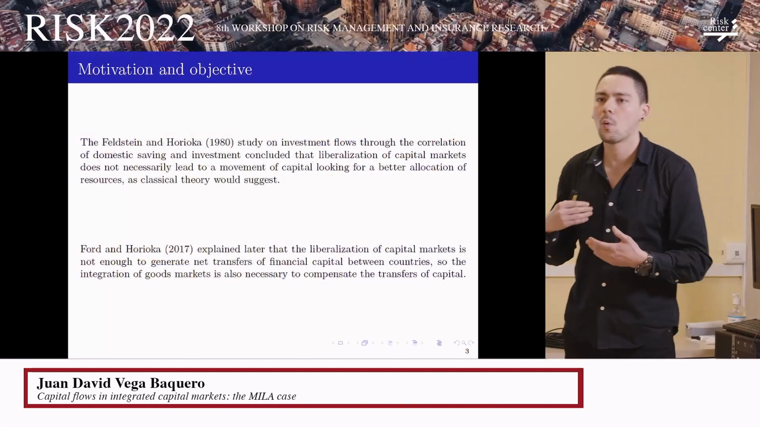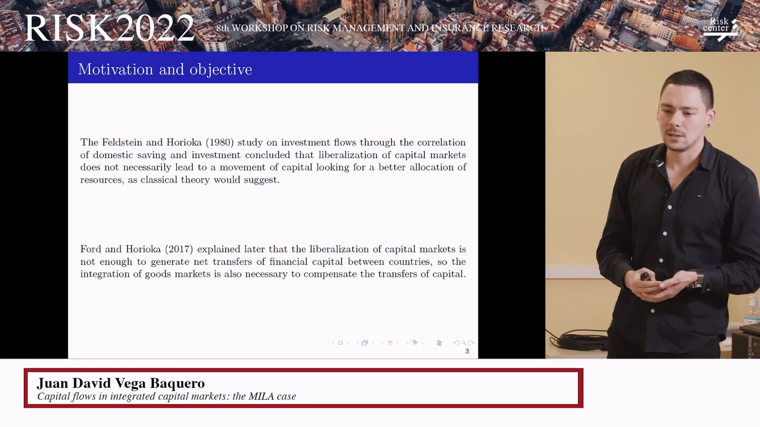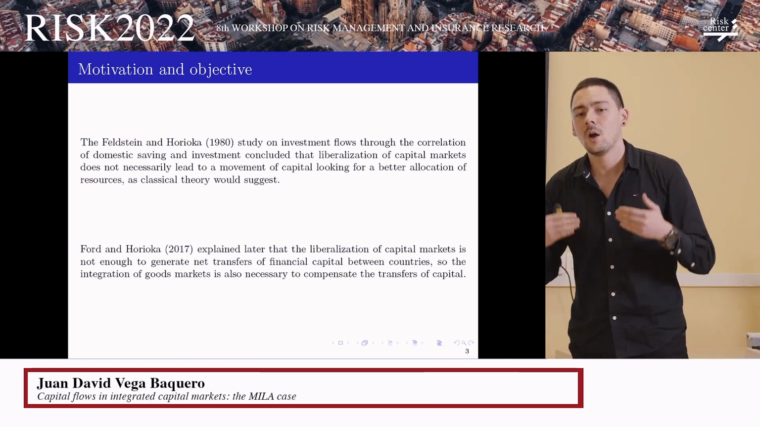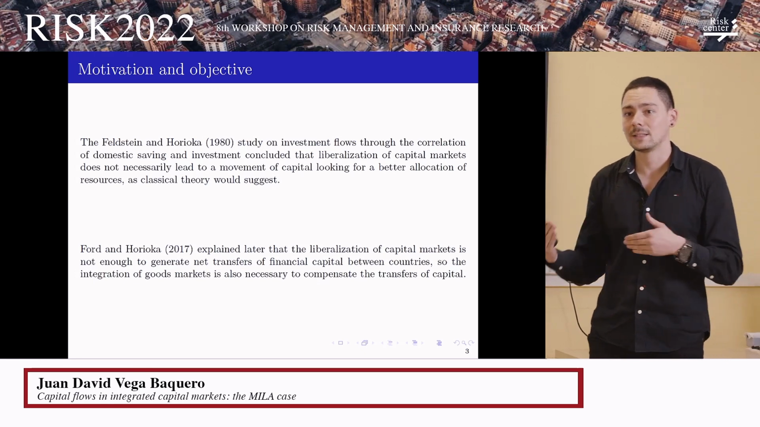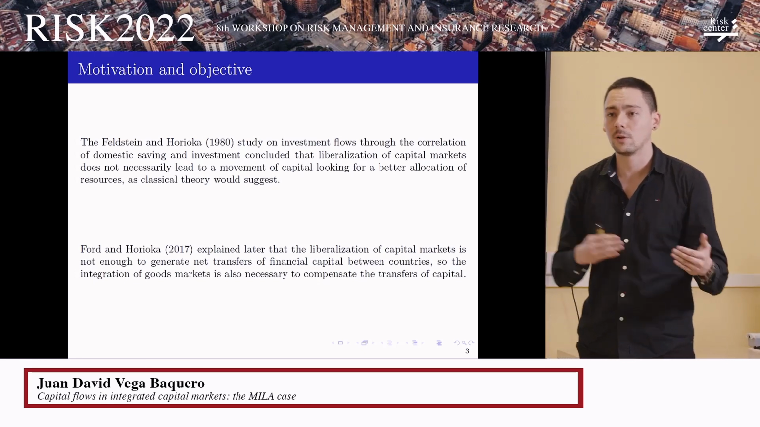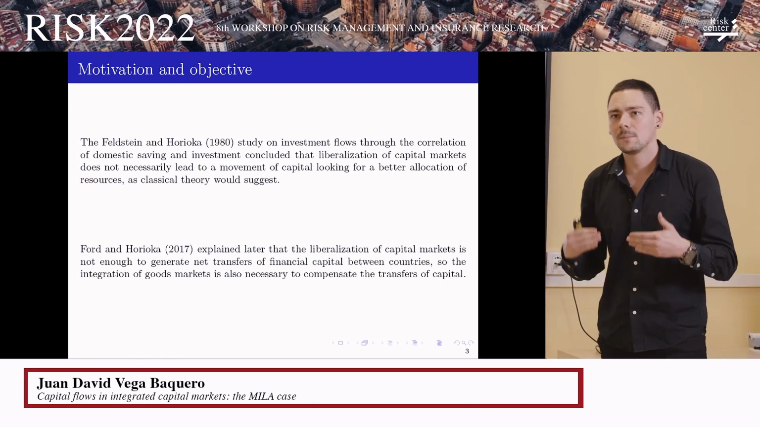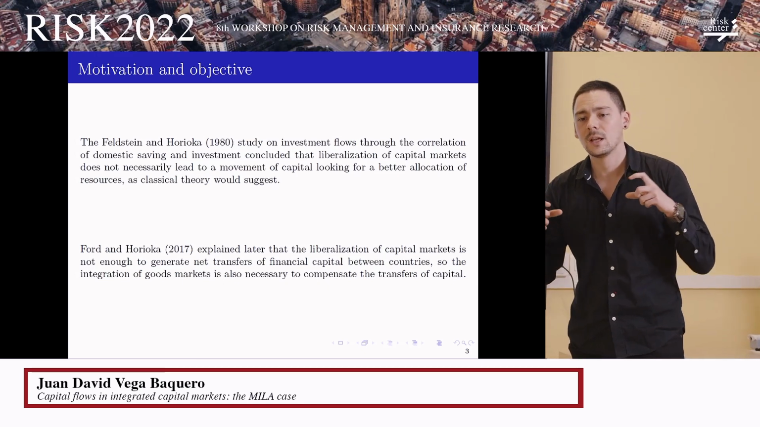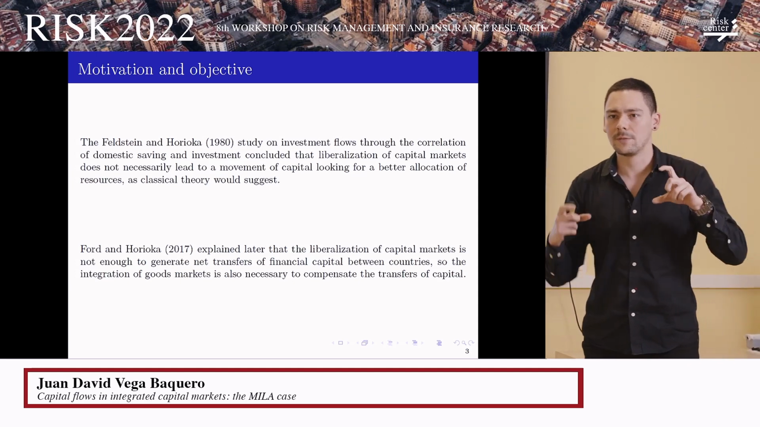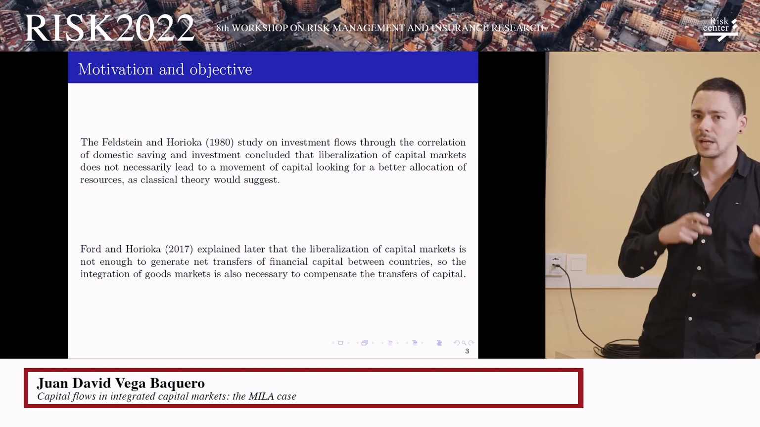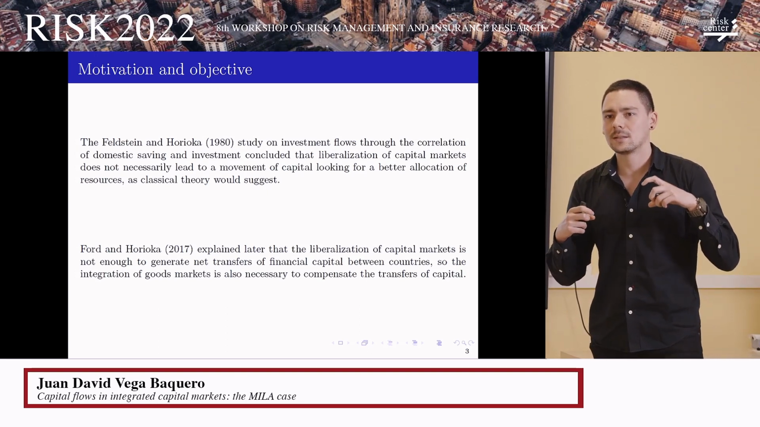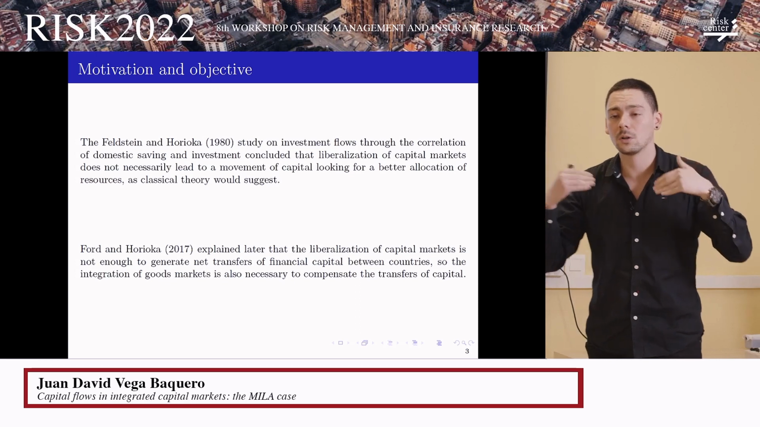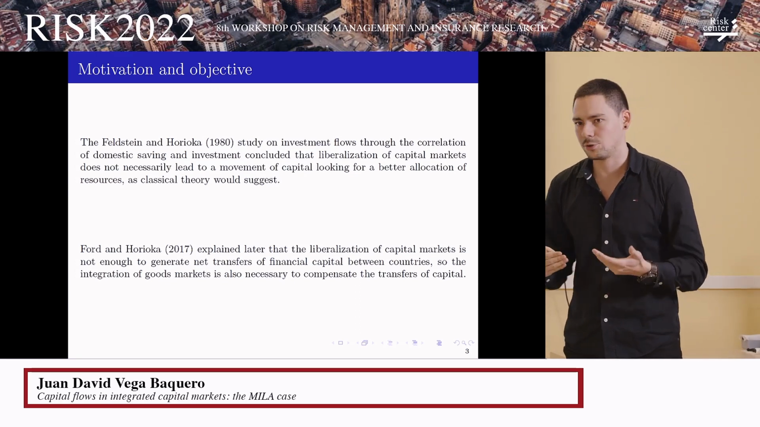So basically, why are we studying this? In 1980, Feldstein and Horioka made a study across 21 OECD countries trying to assess whether the liberalization of capital markets led to a movement of capital, to capital flows between these countries. They did it by assessing the savings and investment rates in the countries. They noticed that there is a high correlation between savings and investment in all these 21 countries. So their conclusion was that since the correlation is so high, there were no movements of capital between the countries, because all the capital that was being saved was reinvested in the same country.